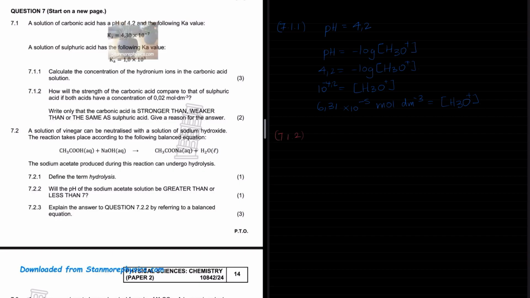7.1.2, to answer this question, we can use the Ka values. We can see that carbonic acid has a low Ka value. And if it has a low Ka, that means it's going to be a weak acid. So the strength of carbonic acid compared to sulfuric acid, carbonic acid will be weaker because it has a lower Ka compared to sulfuric acid.